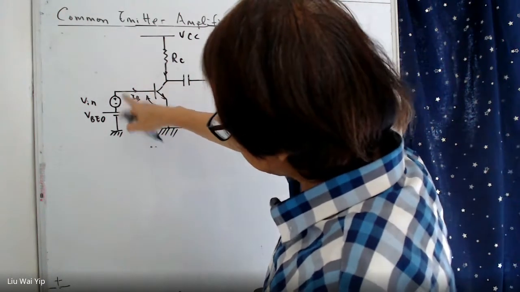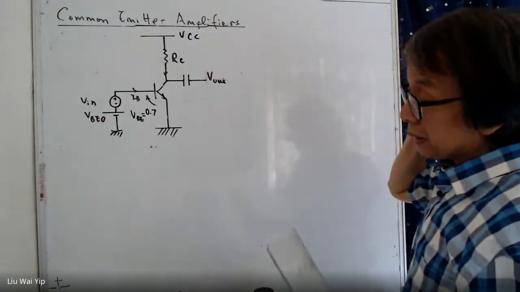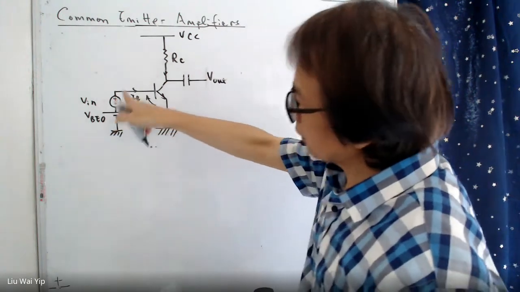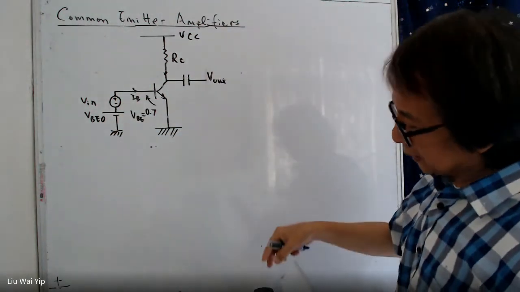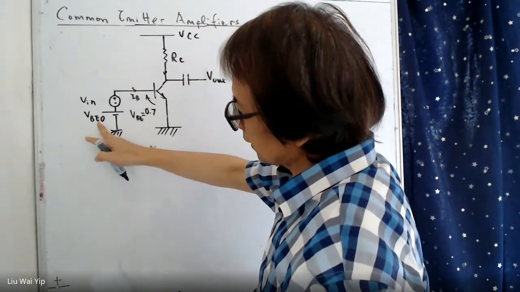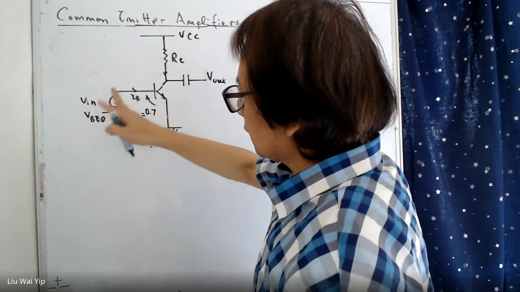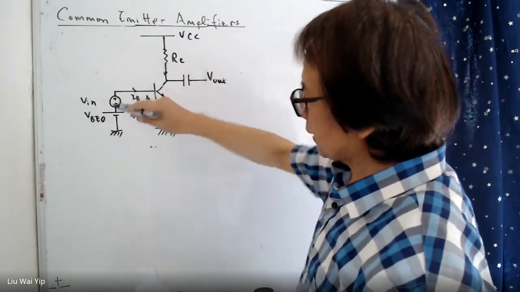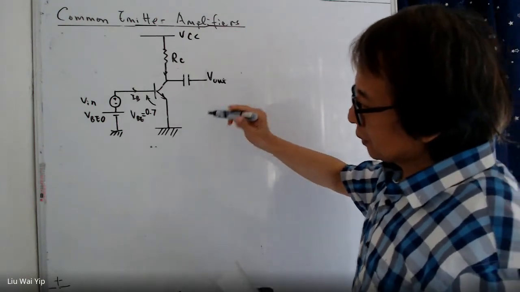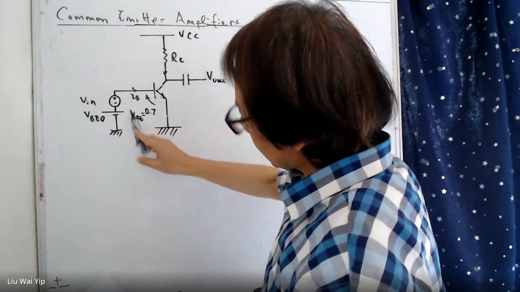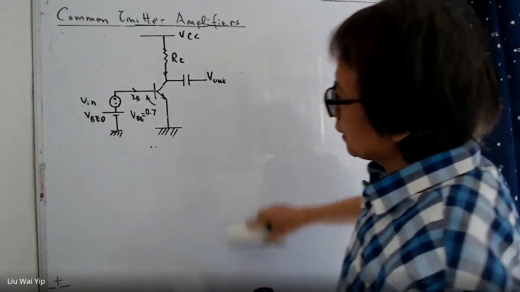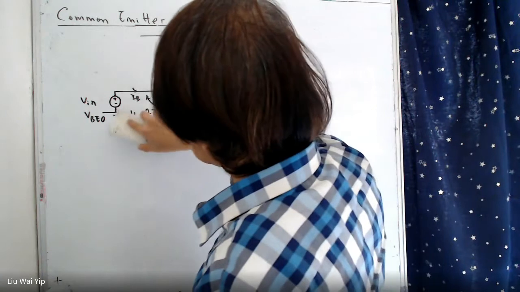Another version is, you know what, you don't have to bias the base network in this manner. I have told you before, if you do that, then VBE naught, this battery, has to be chosen in such a way that you won't end up with any nasty thing in here. So in this case, VBE naught has to be equal to 0.7 volts, otherwise the circuit won't work. Another solution is to do this.